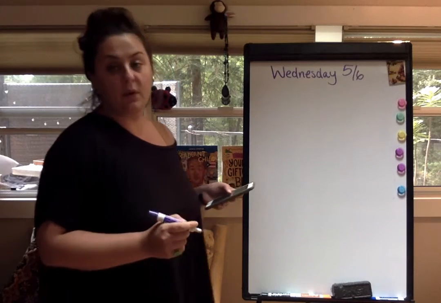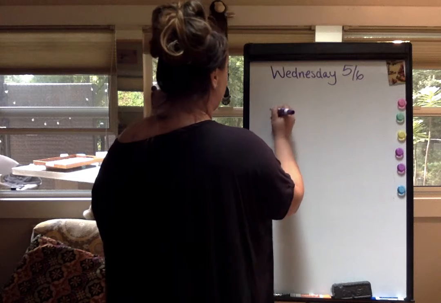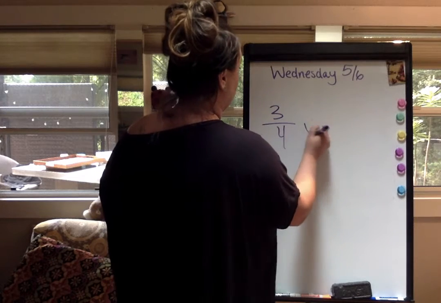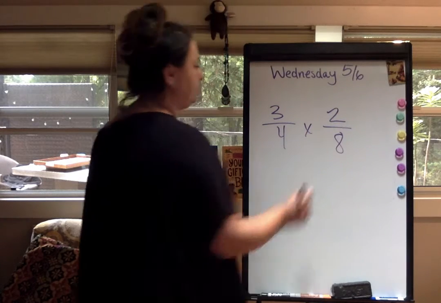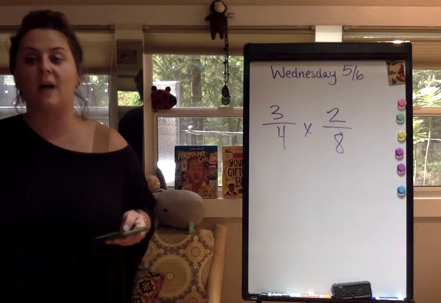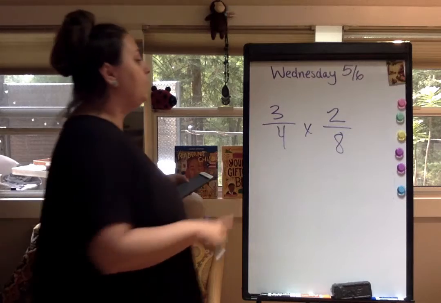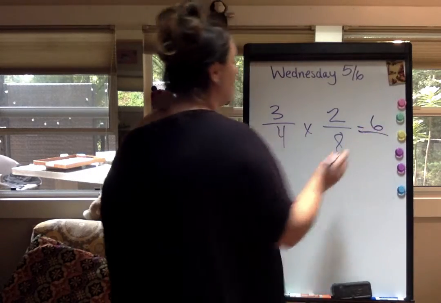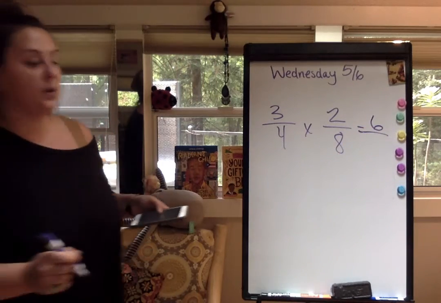Okay. 3/4 times 2/8. For multiplying fractions, you're just going to multiply straight across the top, multiply straight across the bottom. 3 times 2 is 6. 4 times 8 is 32.